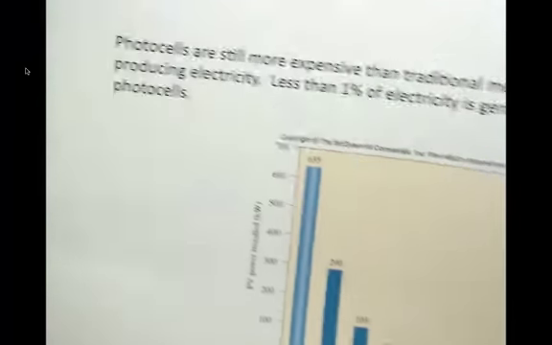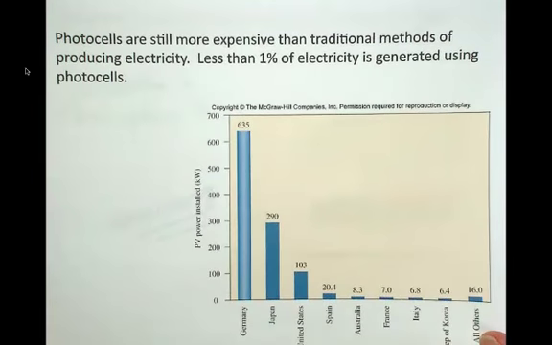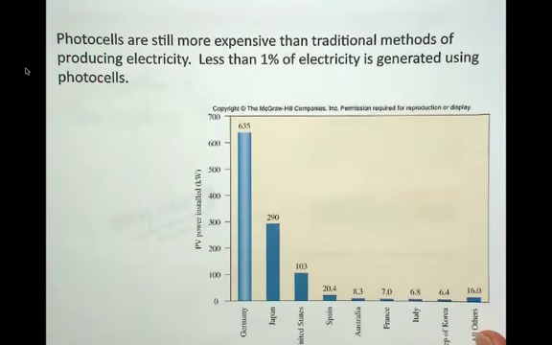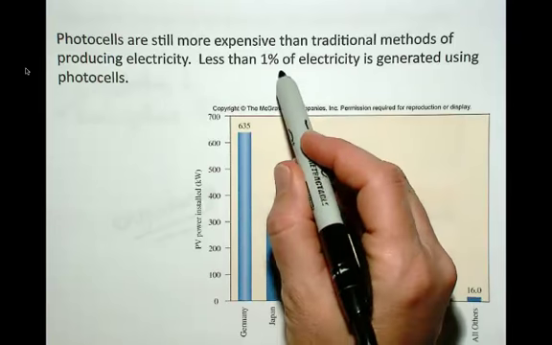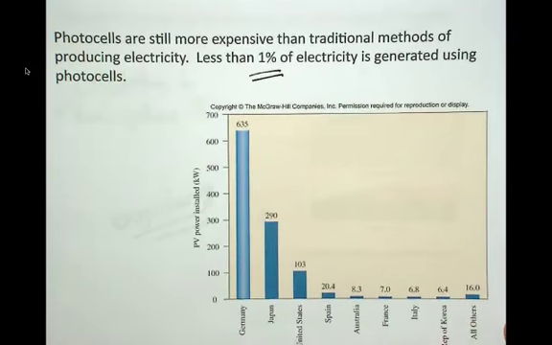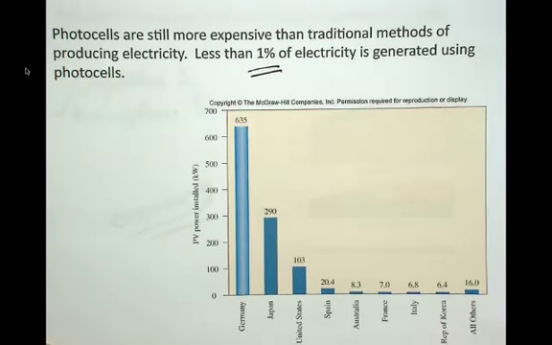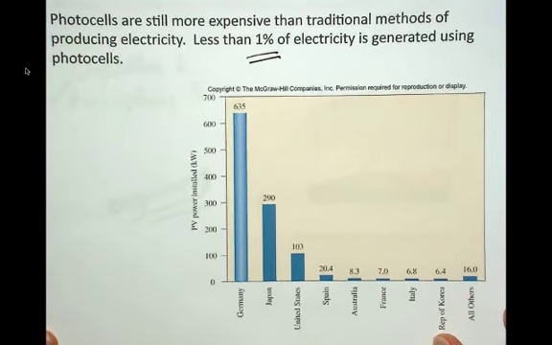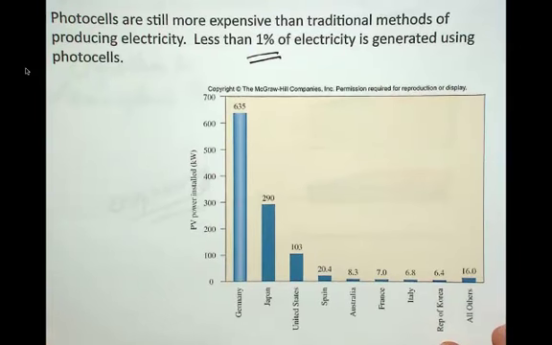So because of all of this, the photocells are still more expensive than traditional methods of producing electricity. That's why less than 1% of electricity is generated using photocells. So it's clean. There's a lot of potential there. It just requires a decision by someone with money and power to devote to developing this technology.